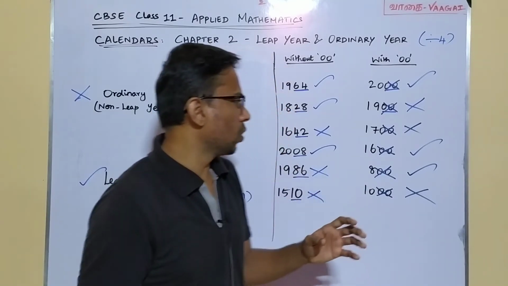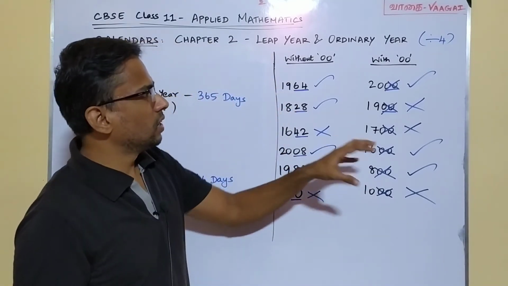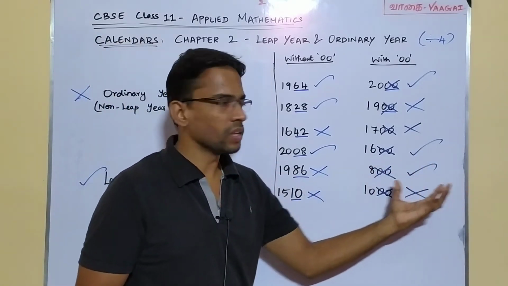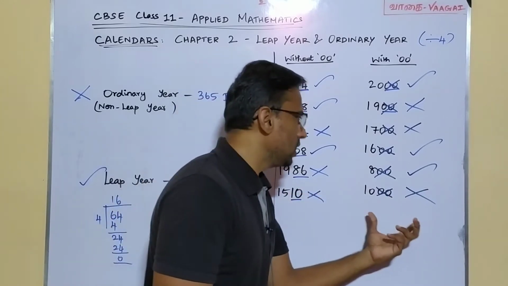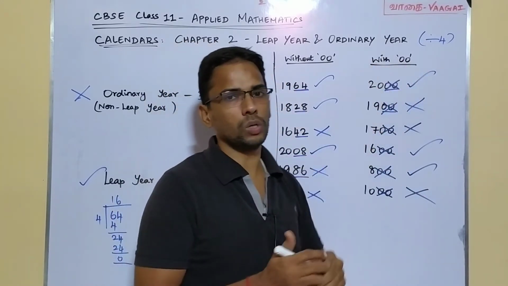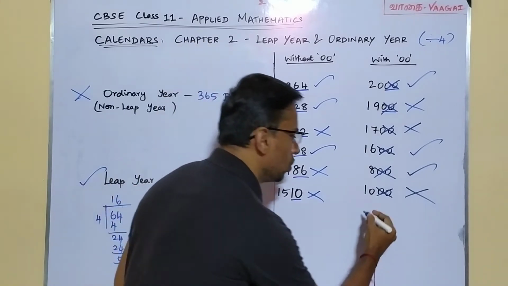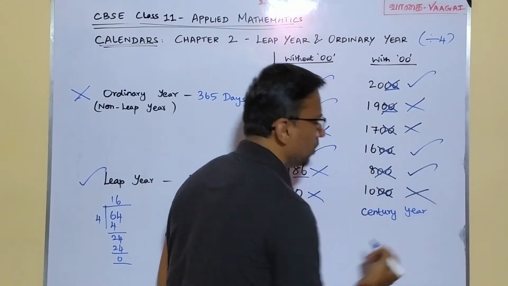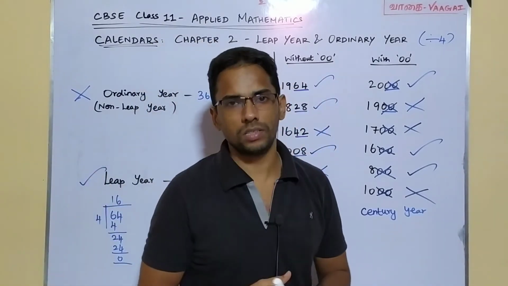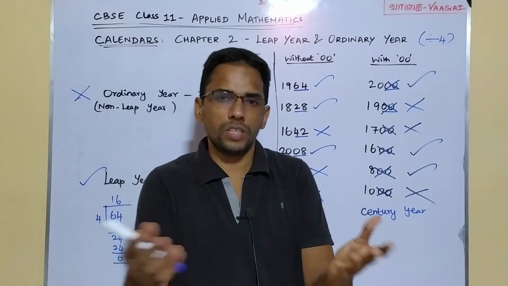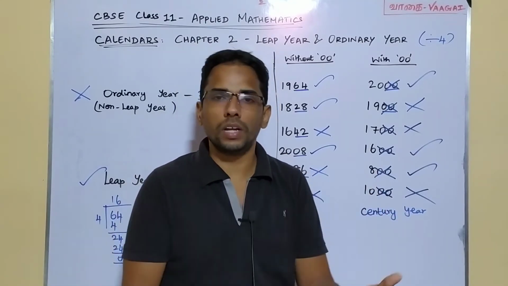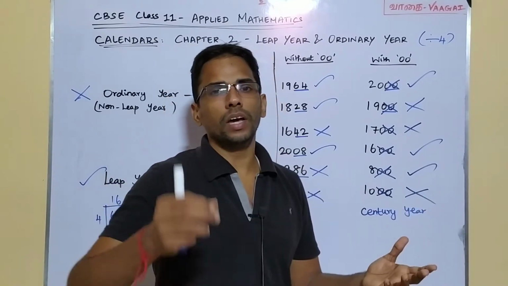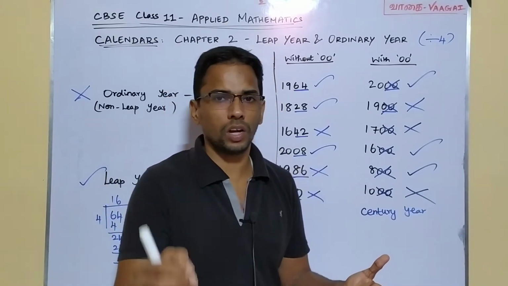Also, I can name these two categories of years. The years which are going to end with double zeros, you can name them century years. What do you mean by century? Century is nothing but hundreds. The word century, centum, represents 100, right? So what do you mean by century year? The years that are divisible by 100 are called century years.